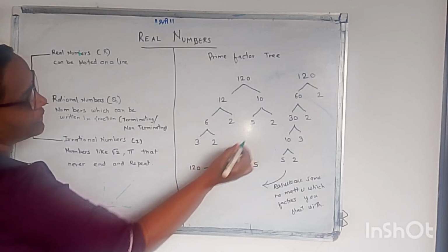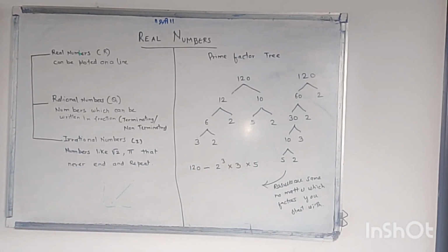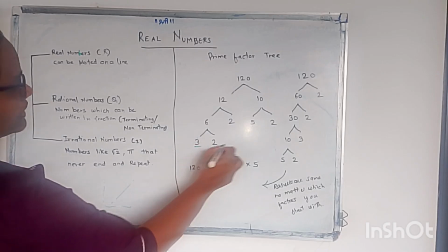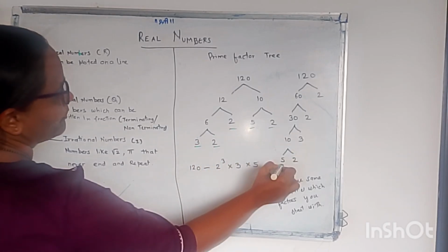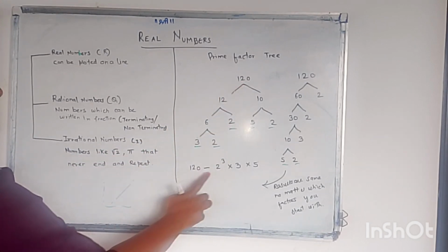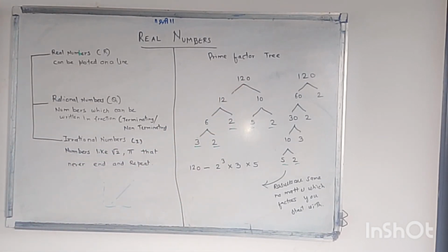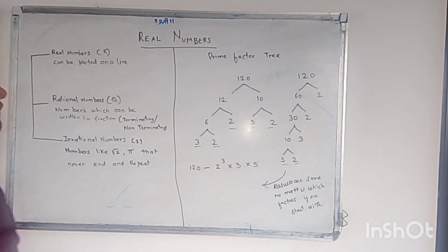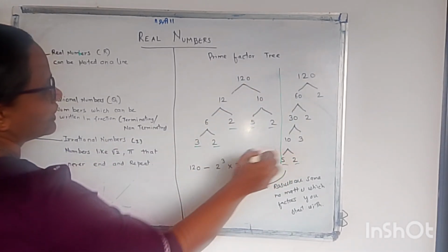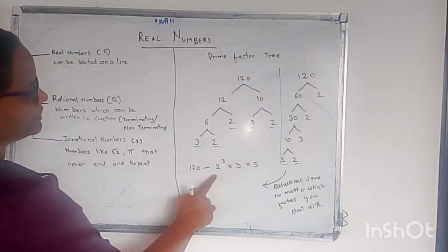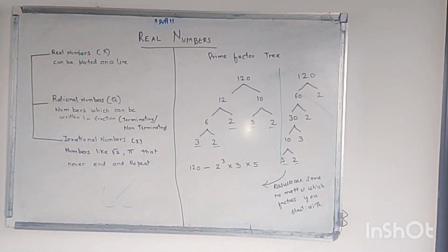So 2 cannot be further divided. So no more factors for 2. Whenever we are getting no factors, we have to stop. So for this 120, what are the factors we have taken? How many 2s we have? 1, 2, 3. And how many 3s? 1. How many 5? 1. So the factors for 120 is this.